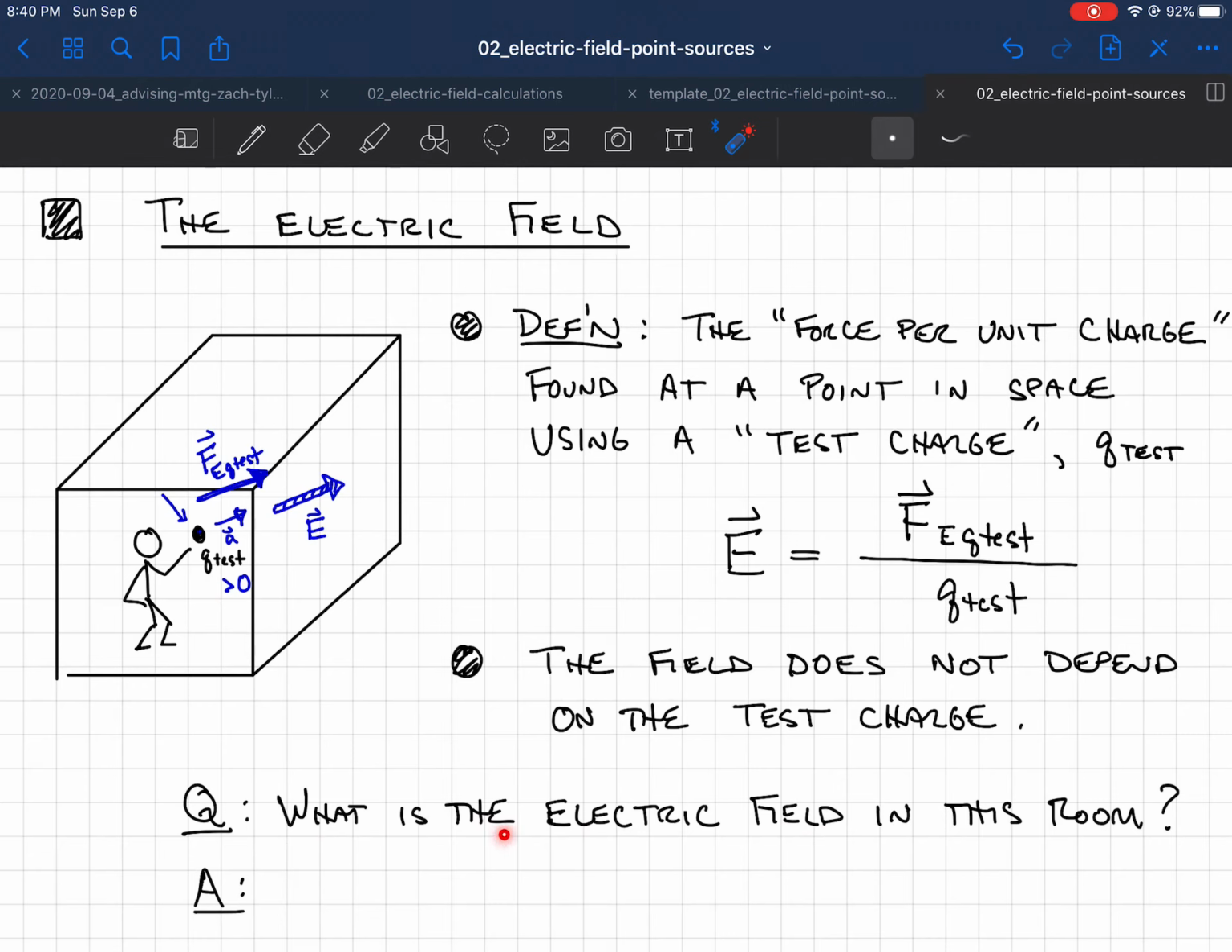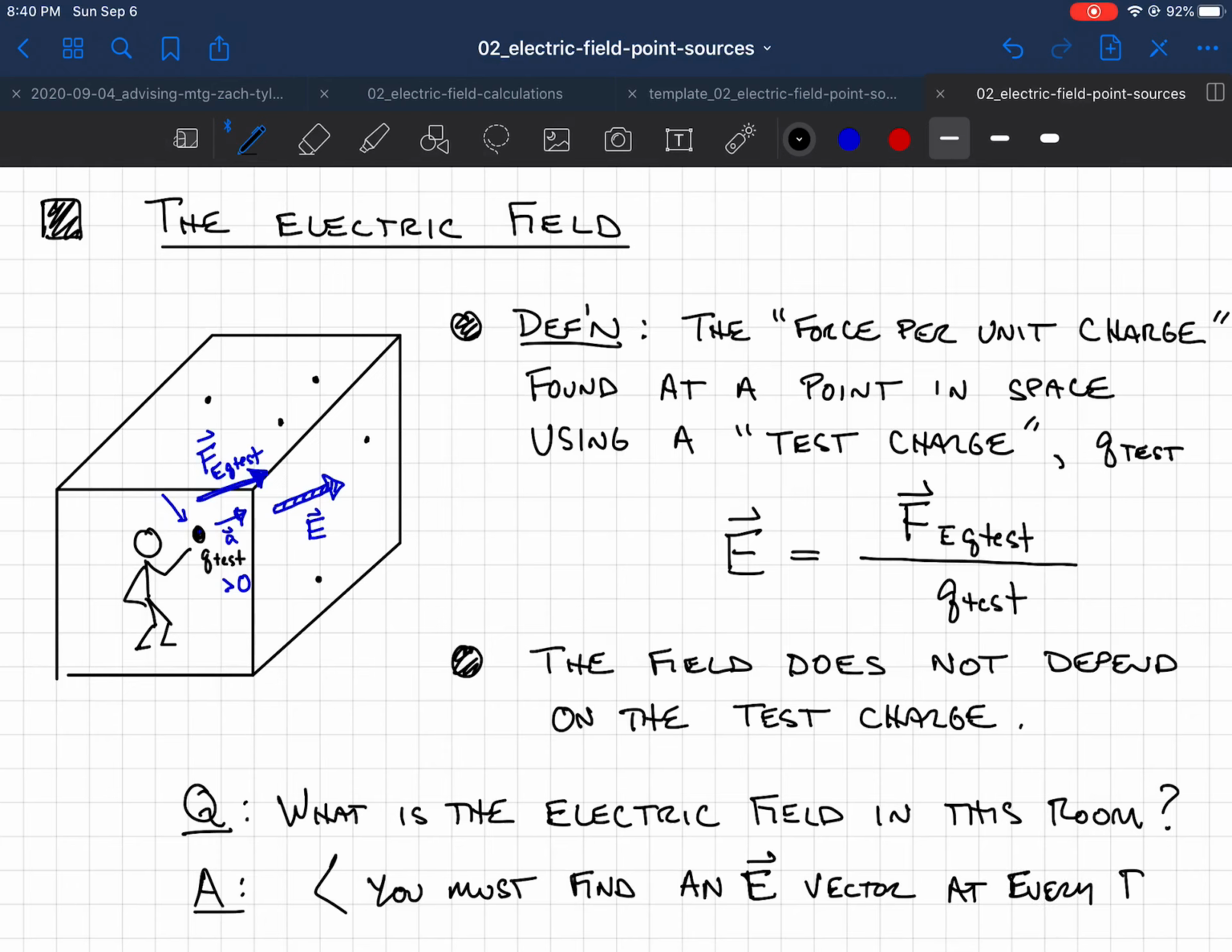So if we were to actually be asked this question, we would have to go to every single point in the room and do exactly the same test. At each of those points, we might find an electric field vector that points in a different way, and the collection of all those field vectors is what we call the electric field. So you must find an E vector at every point. That's what it means to find a field.